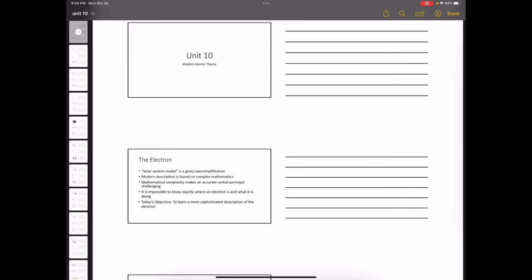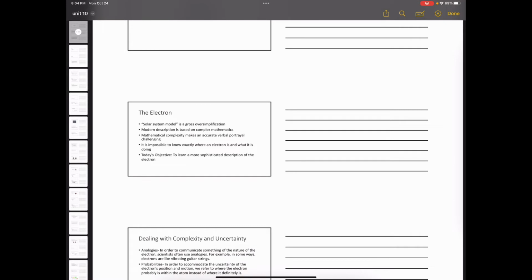Later on, once we finish this unit, you will find out that this is actually an oversimplification. It was fine back when we were studying chemical bonding, because our focus was not really the electron itself, rather we were focusing on the chemical interaction.